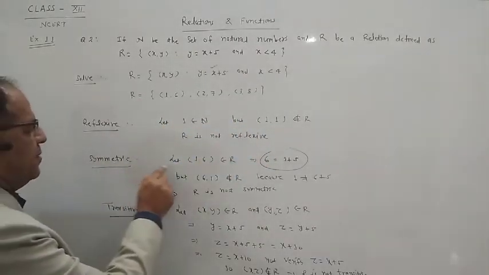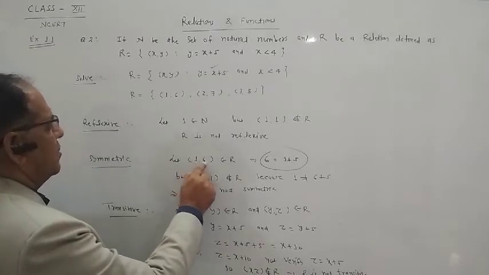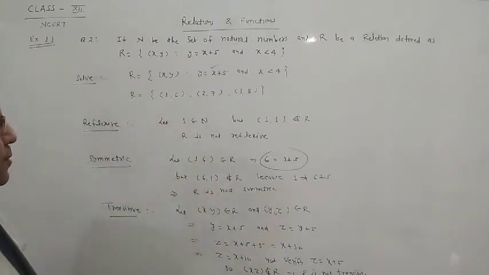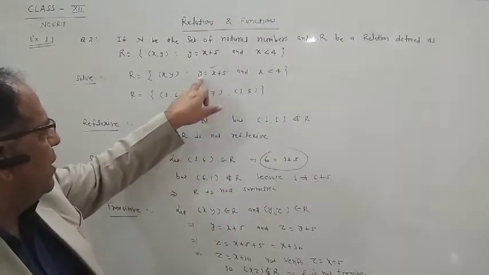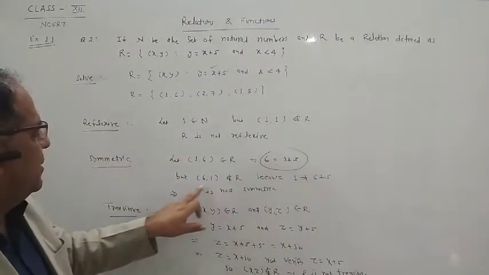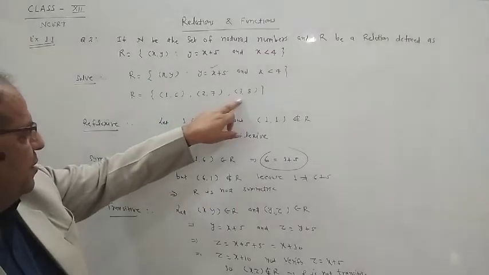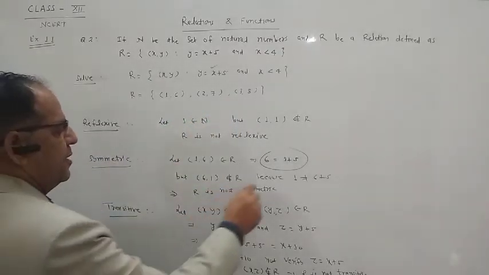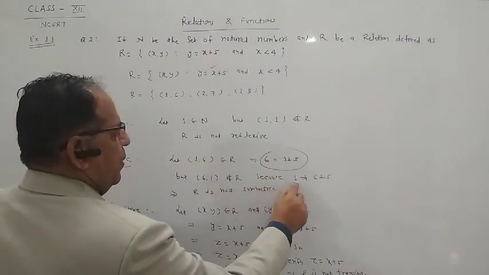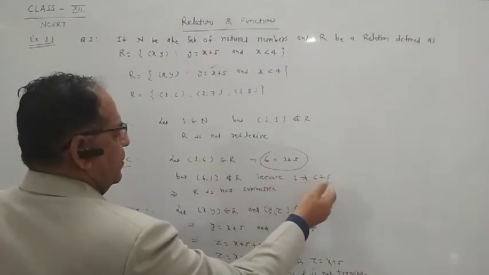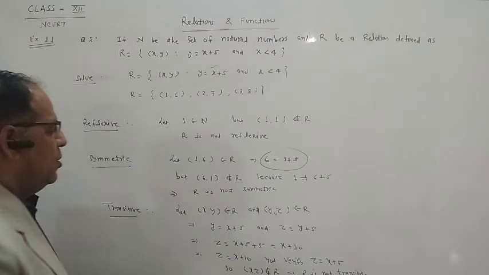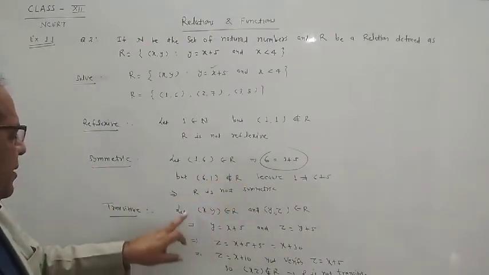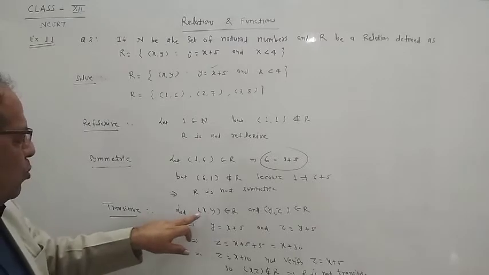Similarly, for the symmetric relation, let (1, 6) be an element of relation R, satisfying the condition y equal to x plus 5. But (6, 1) is not present there. If we take (6, 1), the condition becomes 1 equal to 6 plus 5. This is not a valid condition, so (6, 1) does not belong to R. R is not symmetric.